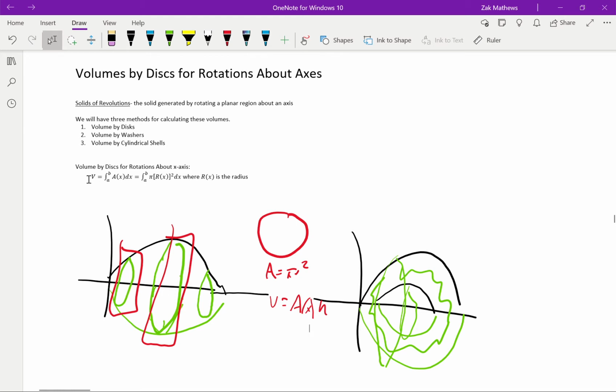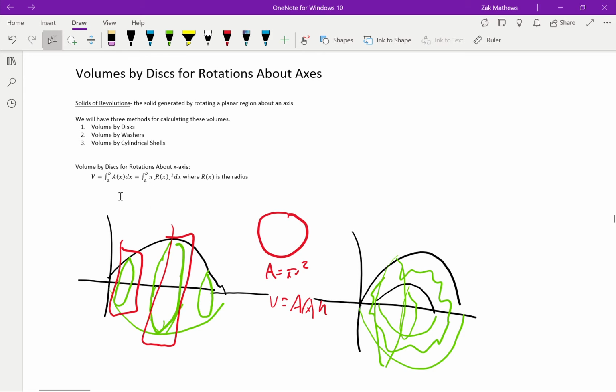And so this is where this first formula is coming from. Notice we have the integral from a to b of the area of the circle at a given position x times the height, which depends on how far we've come along the x. So dx would give us the height.